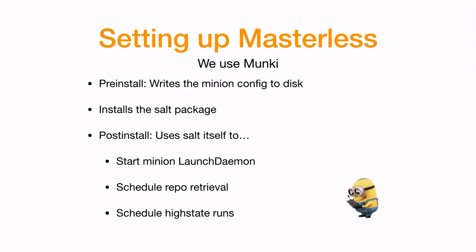It installs the SALT package as its main payload. And then in the post-install, it actually uses SALT, because now it's post-install. SALT is available. Python 3 is available. PyObjective-C is available. Oh, yeah. We can do some things. So one of the things we're going to do is use SALT to start the minion's launch daemon. So now the minion's running. We're going to schedule downloading our states and our custom modules that we might want and have that start. And we're also going to schedule our high state runs.